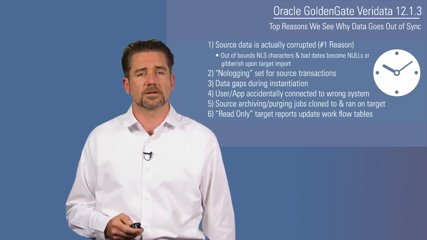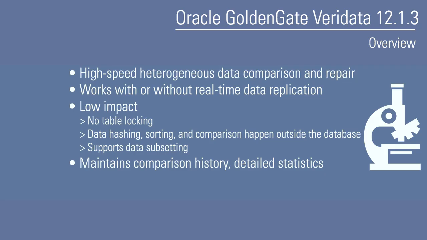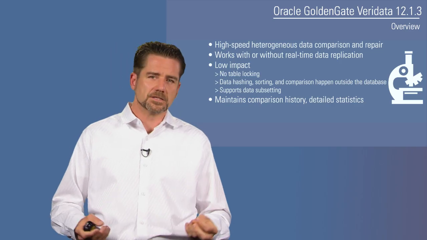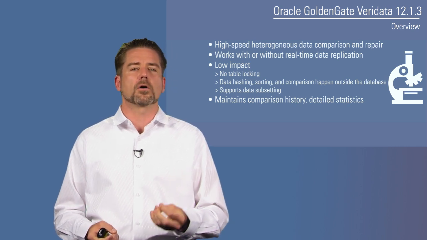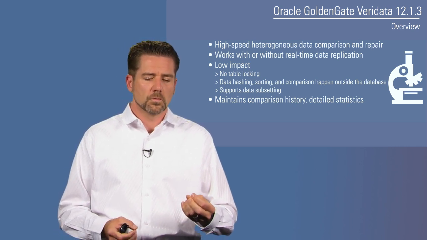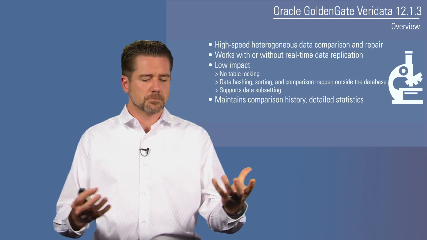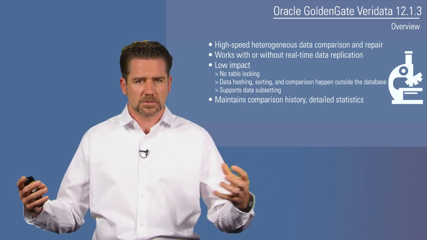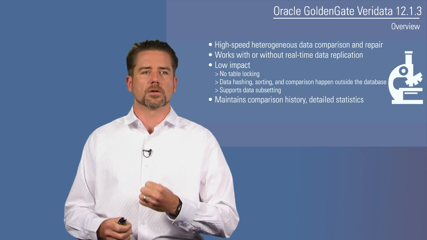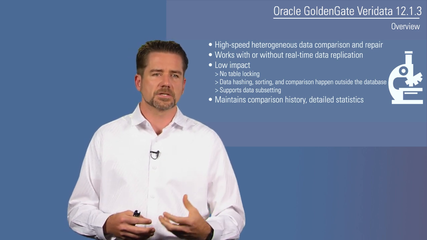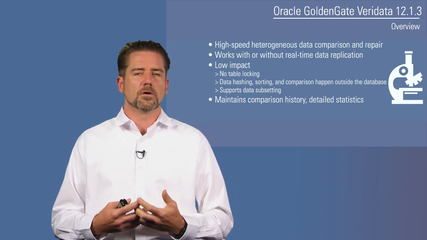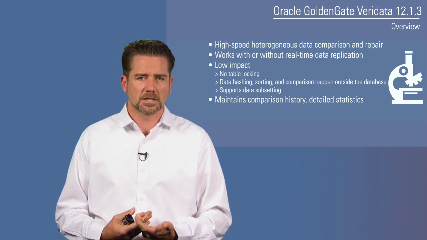Okay, so let's go ahead and take a look at what's the main feature set for Veridata. It's a high-speed, heterogeneous data comparison and now repair tool. Now, it's very easy to say high speed, but how are we really high speed? Well, we work outside the database. We can pull all this data out, and we can just use a mid-tier server to do all our subsetting and our hashing and our comparison of data.